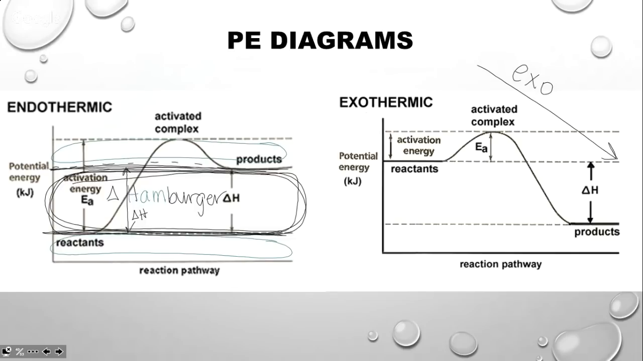The potential energy diagram of the exothermic graph will actually look the same. Anything x-axis to the reactants is potential energy of the reactants. X-axis to the products is potential energy of the products. X-axis to the activated complex, potential energy of the activated complex. Reactants to the top, forward activation energy. Products to the top, reverse activation energy. Delta hamburger, anywhere in that section.